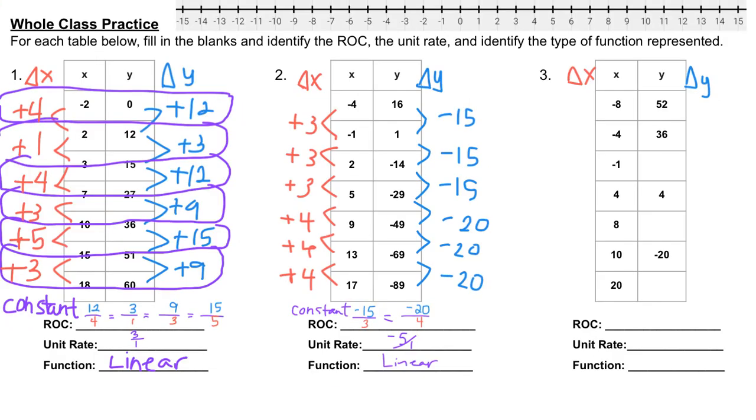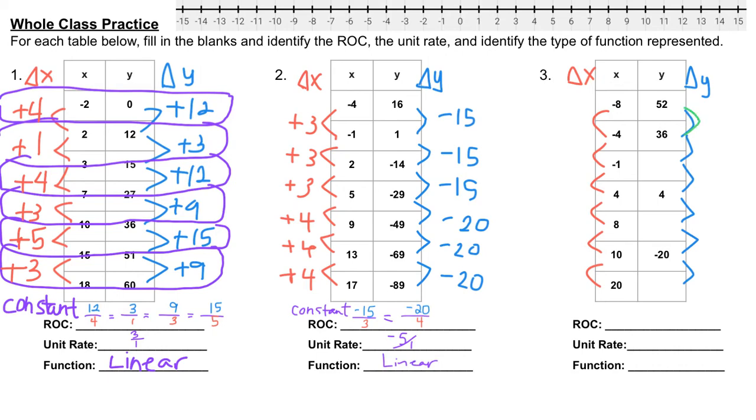For this last table, we have some missing pieces. So we are going to do what we did before, which is find the change in x and change in y, but we're going to have to use this information in order to fill in some of these blank spaces that we see in our table. So we can find the change in x for every single one of these values. We cannot find the change in y for every single one of these values. We need to focus on the ones that we have between.